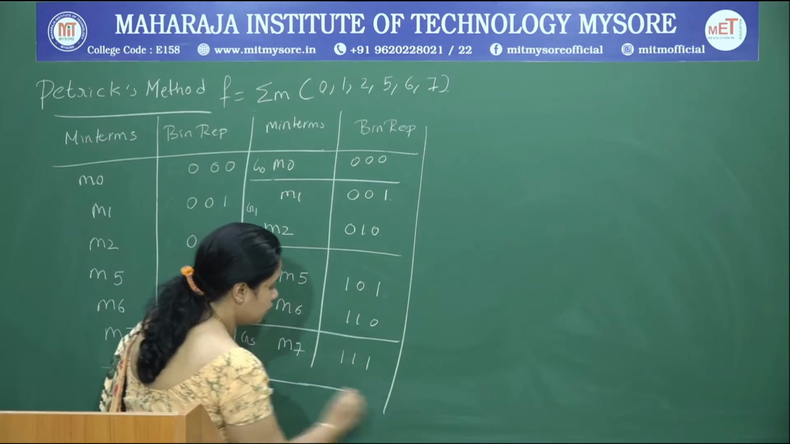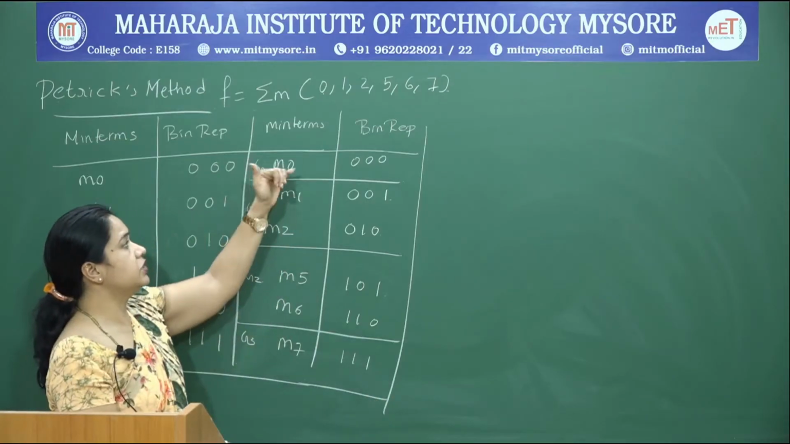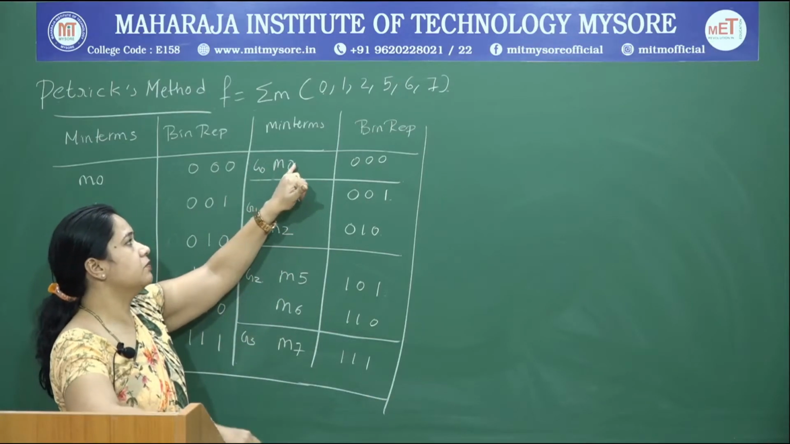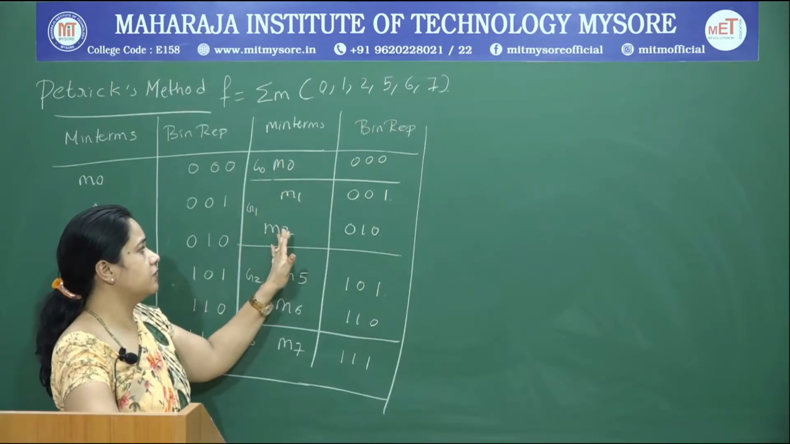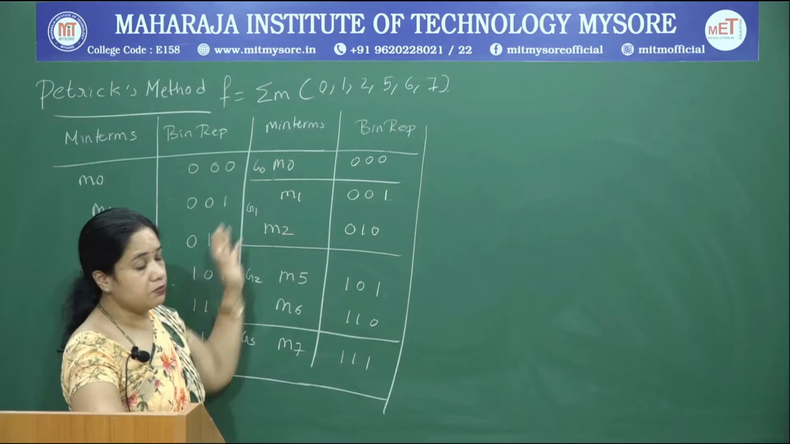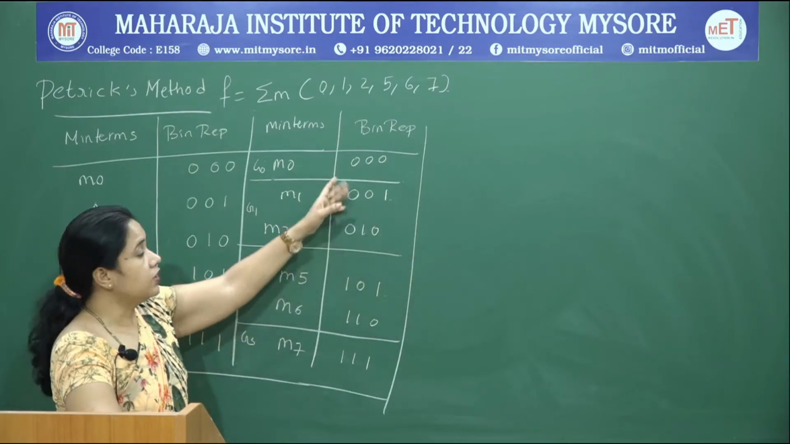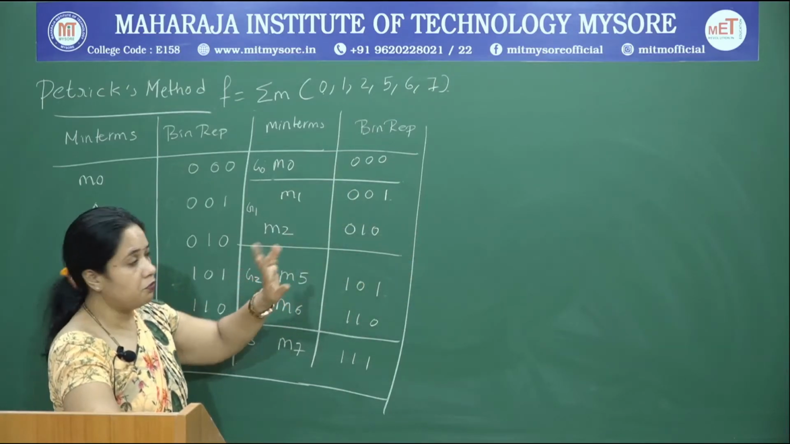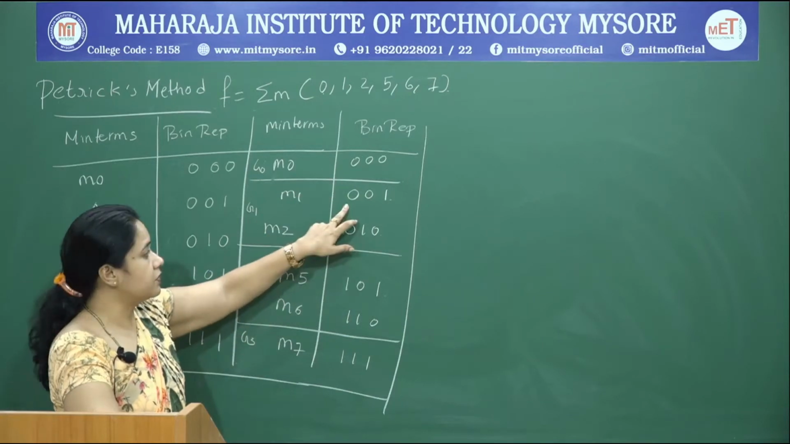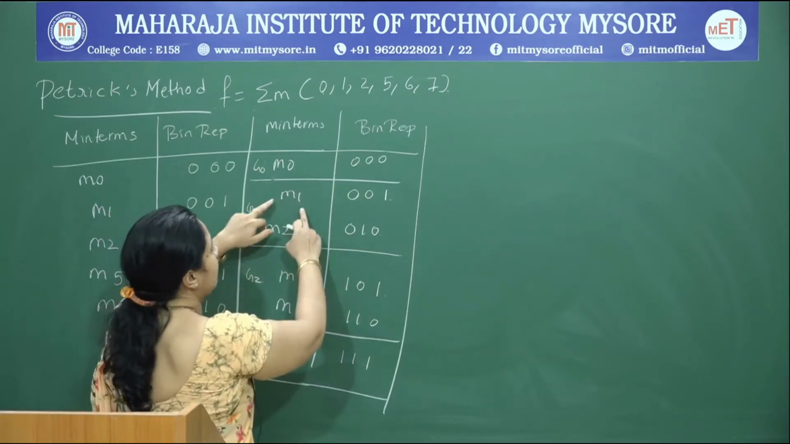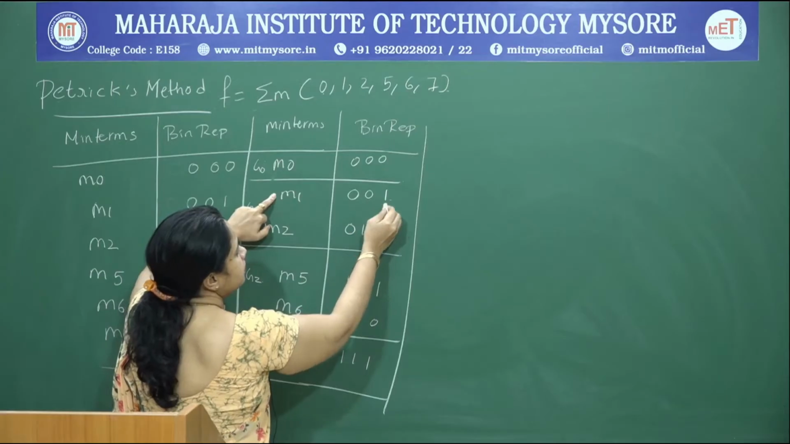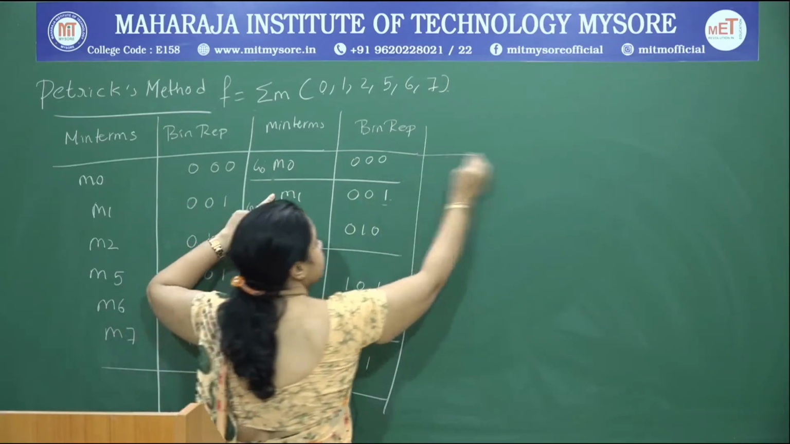So the next step here is to compare each minterm of every group with every other minterm in the adjacent group, and merge them, and carry to the next column, if they differ by 1 bit, that is, they differ in 1 bit position. So now if you compare M0 and M1, it differs in this bit position. So we will carry it to the next column.